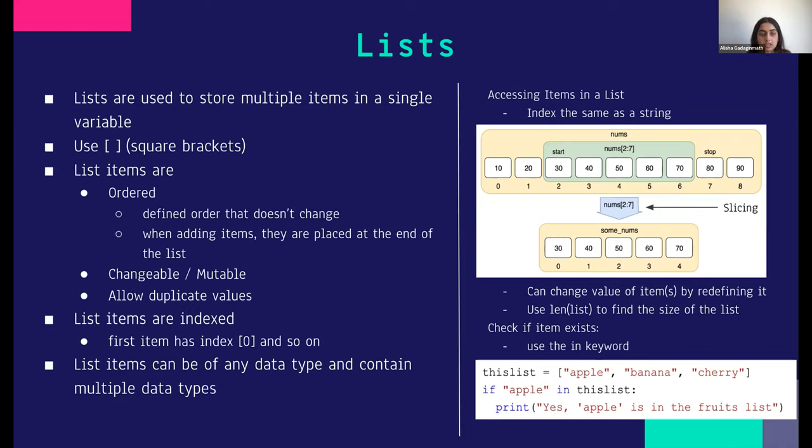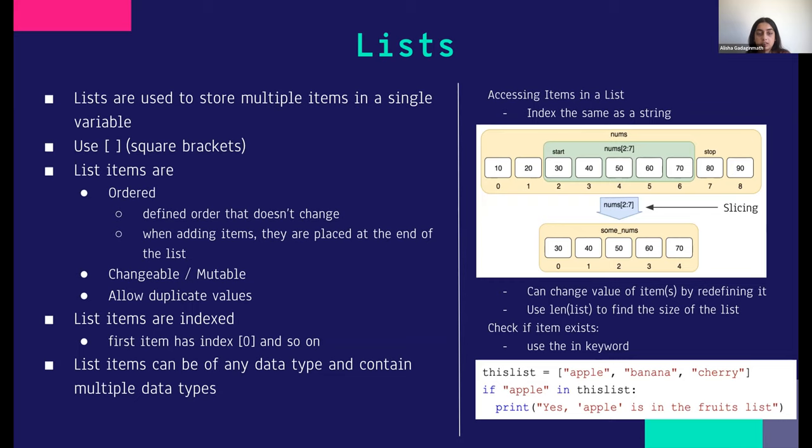Essentially, lists are variables that store multiple items, and the syntax would be square brackets. List items are ordered, and this order doesn't change. So the first list item would be 0, and then 1, 2, 3, 4 going on to the last one.